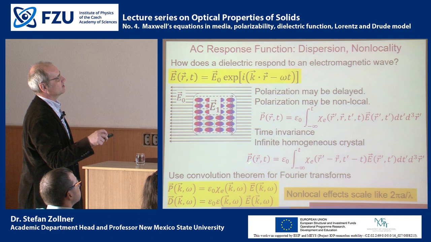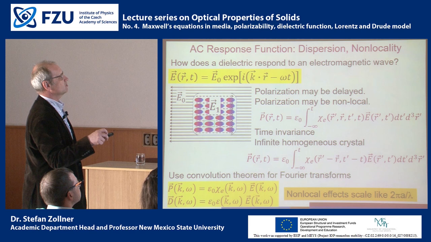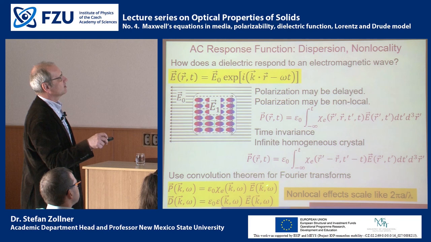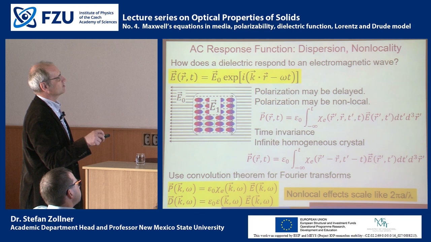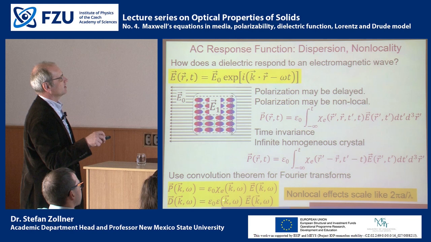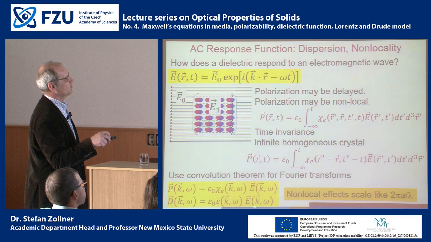But now we do this Fourier analysis that we usually do to introduce plane waves, and then this convolution in Fourier space will become a simple multiplication. So the polarization as a function of time and position will become a polarization as a function of wave vector and angular frequency. And now instead of having a convolution, we have a simple product of the Fourier transform of the susceptibility and the Fourier transform of the field. That product gives us the polarization, and the similar product for the Fourier transform of the dielectric function and the field gives us the dielectric displacement.